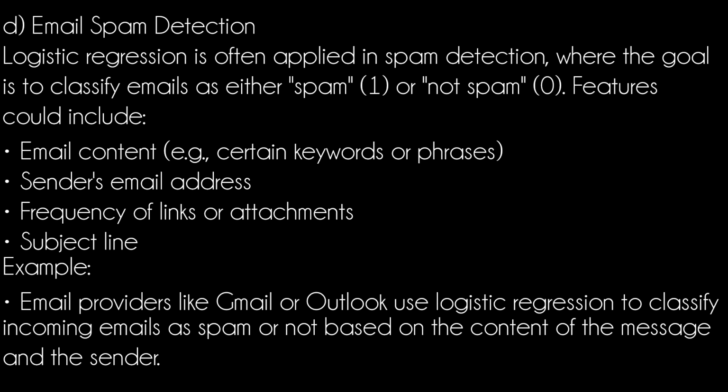Email spam detection. Logistic regression is often applied in spam detection where the goal is to classify emails as either spam or not spam. Features could include email content, sender's email address, frequency of links or attachments, subject line. Example, email providers like Gmail or Outlook use logistic regression to classify incoming emails as spam or not based on the content of the message and the sender.